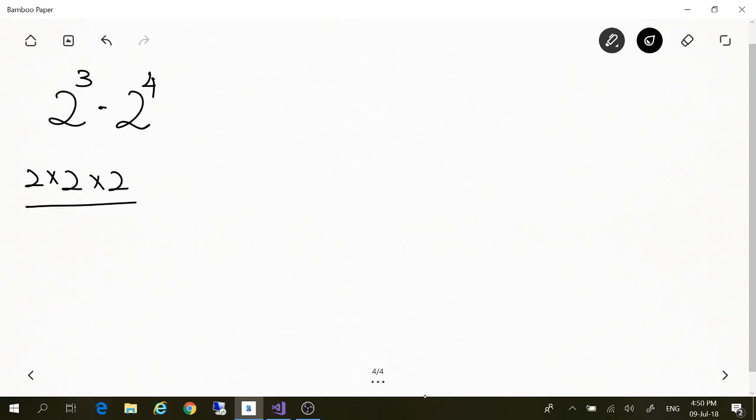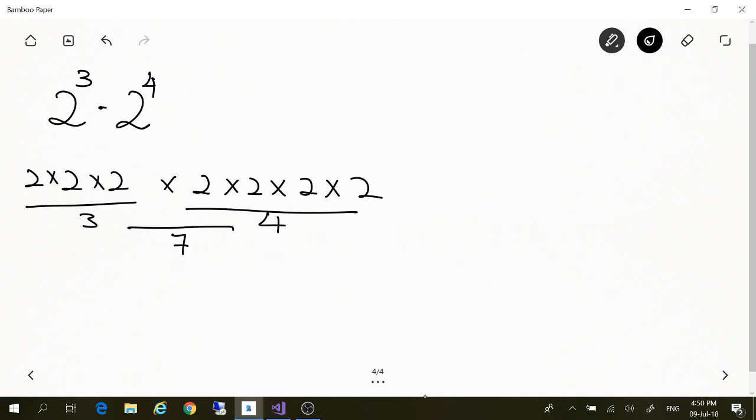What happens if you have an exponential, say 2 to the power of 3 multiplied by 2 to the power of 4? It is equivalent to 2 times 2 times 2, which is 3 of these, multiplied by 2 times 2 times 2 times 2, which is 4 of these. So 3 of these, 4 of these, in total there are 7 of these. So this is equivalent to 2 to the power of 7, because you add the powers.